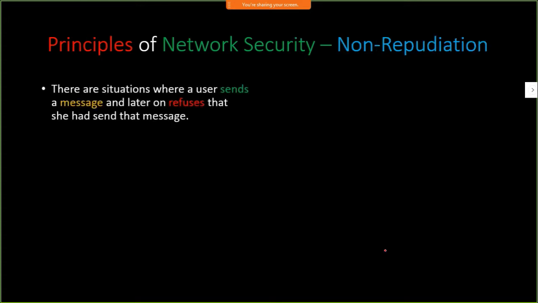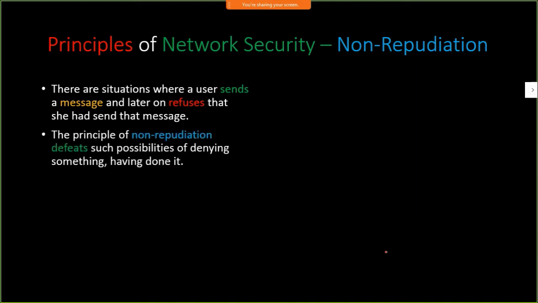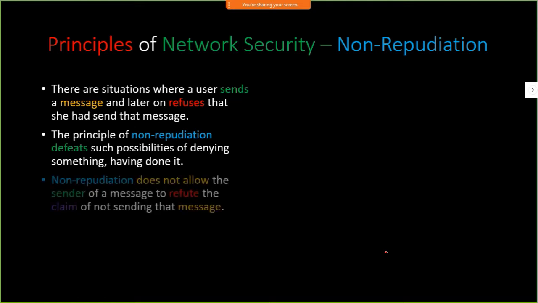Non-repudiation. There are situations where a user sends a message and later refuses that she had sent the message. The principle of non-repudiation defeats such possibilities of denying having done something. Non-repudiation doesn't allow the sender of a message to refute the claim of not sending the message.